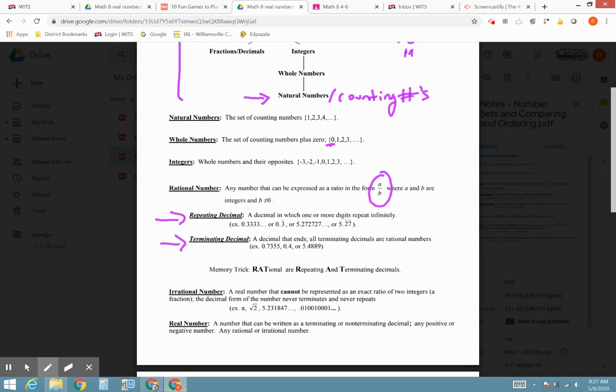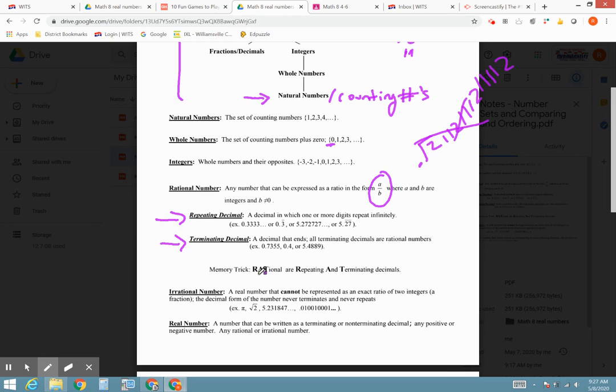Okay, now repeating is different than having a pattern. Like a pattern might be 1, 2, 1, 1, 2, 1, 1, 1, 2, 1, 1, 1, 1, 2. That's a pattern. That does not mean that it is rational. A pattern is not the same as repeating. I cannot put a bar over any of these, which means it is not rational. It must repeat, meaning you must be able to put that bar over top of the decimal portion.